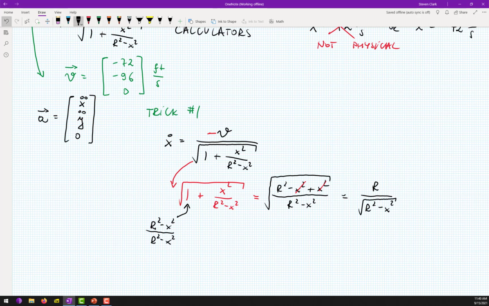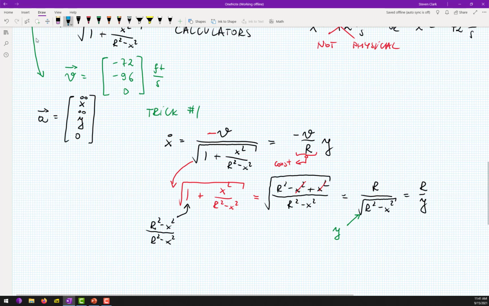And by the way, if you look at the problem statement, this square root is y. Do you see it? So I told you we're going to simplify it. Let's plug it back in here. This will be basically minus v divided by r times y. And by the way, v is constant, r is constant, so this fraction is also constant.